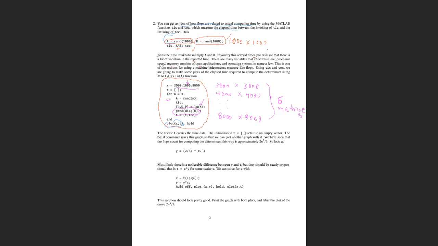But then you're going to say, hold on, because you want to relate the number of flops, the number of mathematical operations in computing the determinant, to the time data. And we've seen that the number of flops for computing the determinant this way is approximately 2n cubed divided by 3. 2n cubed divided by 3.